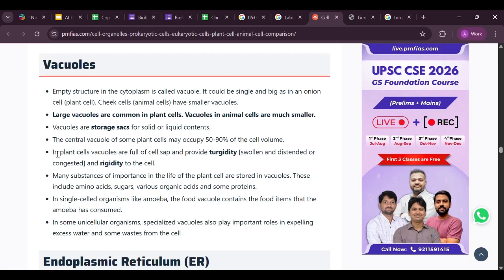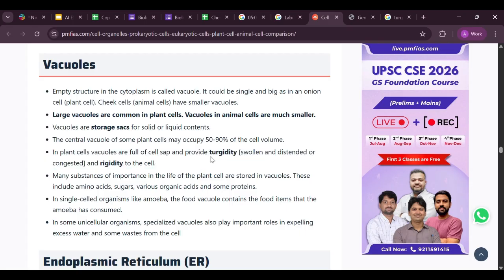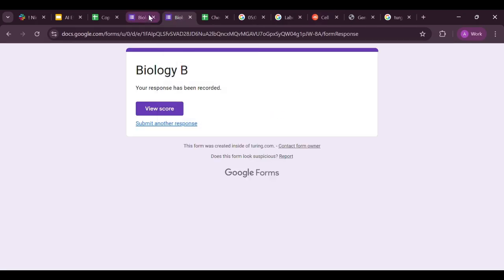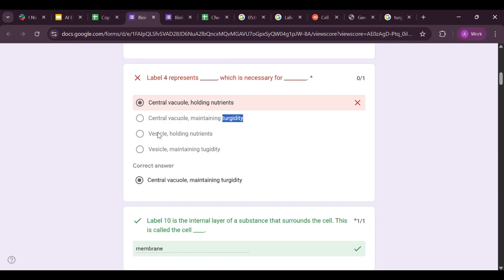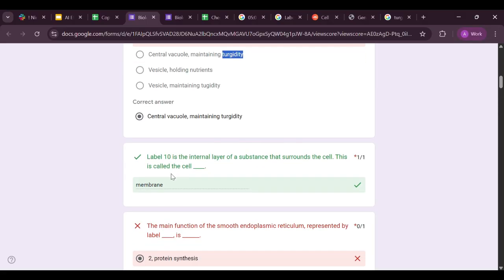In plant cells, vacuoles are full of cell sap and provide turgidity, swollen and distended or congested, and rigidity to the cell. So here we can see that it has provided a correct answer for this. So we will obviously apply it in the next session as well. So now let's move forward. Next is the internal layer of a substance that surrounds the cell. This is called the cell membrane. Okay, I've written it here.